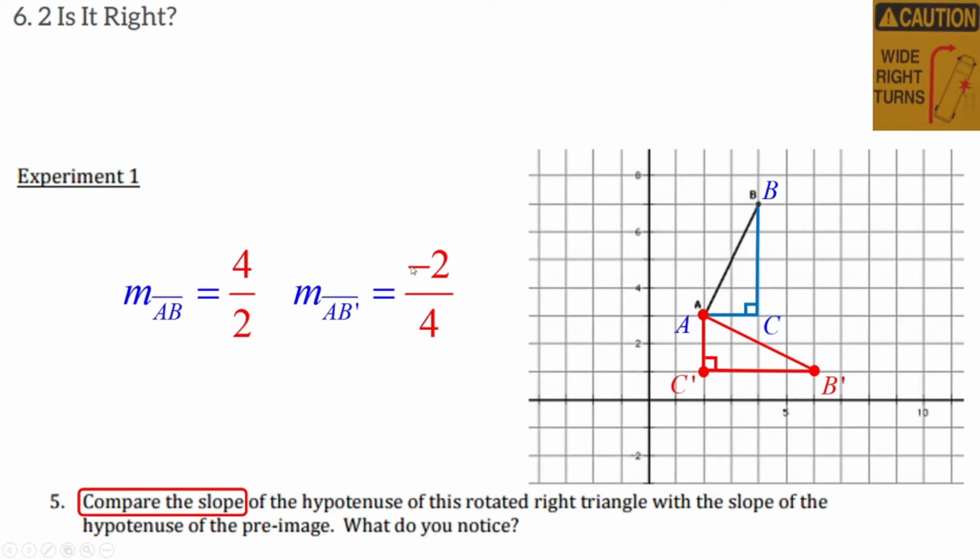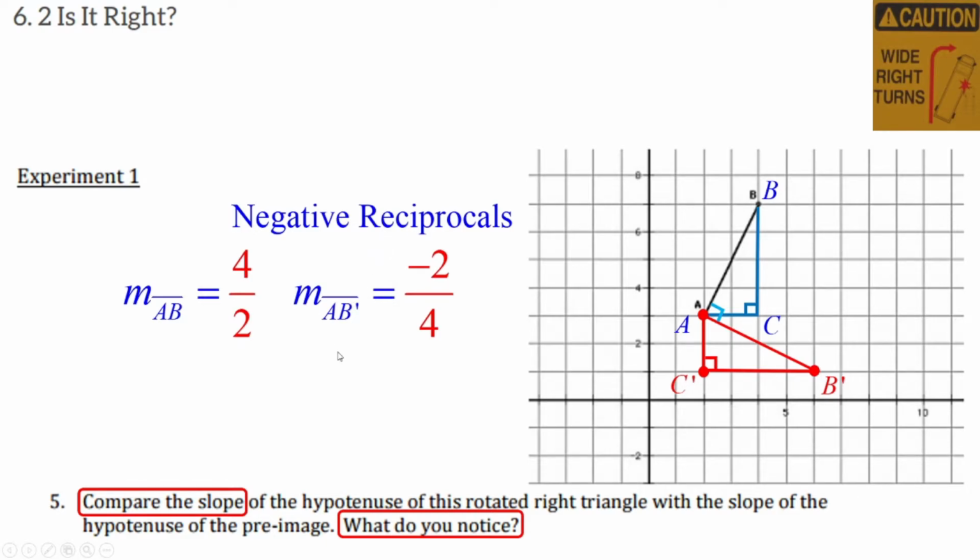4 over 2 compared to -2 over 4. Well, you guys know what reciprocals are. Like the reciprocal of A over B would be B over A. So these two fractions are reciprocals, but one is positive and one is negative. So we call those negative reciprocals. The two slopes are negative reciprocals of one another. Okay, so that's a 90-degree angle right here, and then we have negative reciprocals right there.